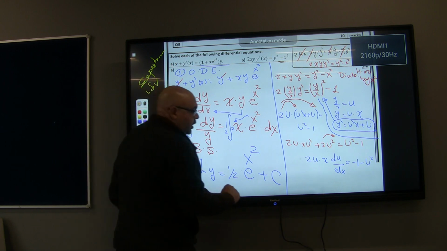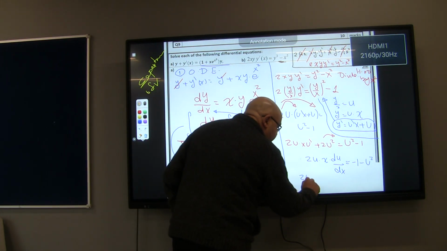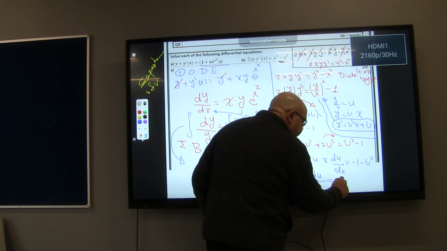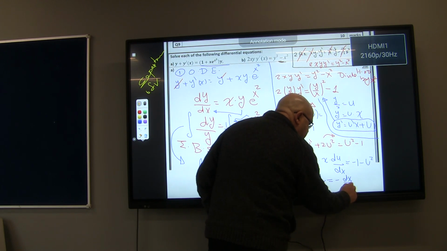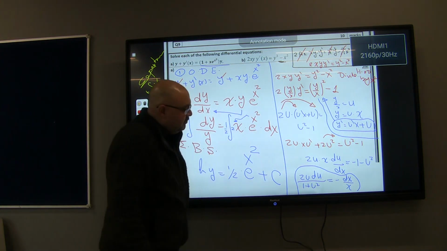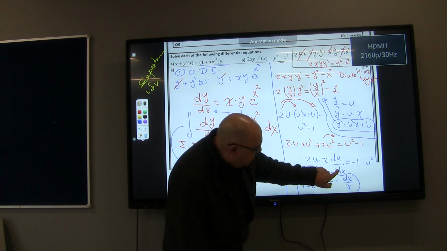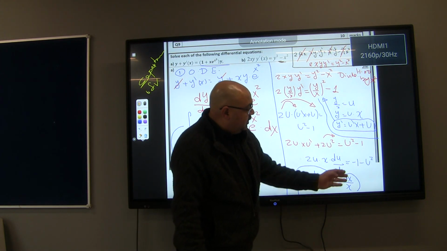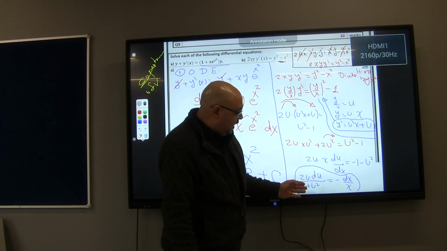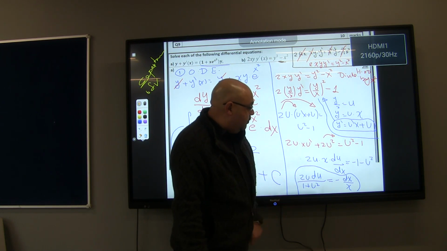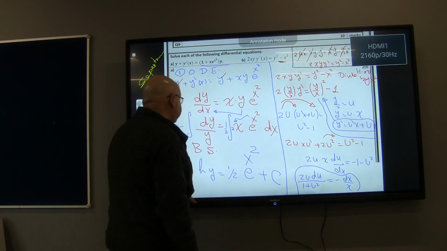So simply it can be rewritten as 2u du divided by 1 plus u squared, and it's going to equal the negative of dx divided by x. This is the main problem that we are facing at the time being. We multiply dx by the denominator x, getting 1 plus u squared on the left hand side. So it's going to be 2u du over 1 plus u squared. This form is easily integrable.